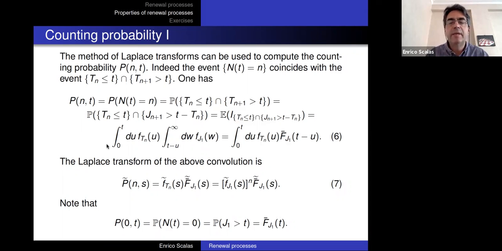Now you remember that the Laplace transform of the convolution is the product of the Laplace transforms. So you take the Laplace transforms here and here, you get this equation. Here you have the Laplace transform of the density of Tn, and here the Laplace transform of the survivor function for J1. And this, we computed before, is the nth power of the Laplace transform of the density of J1. And then you have equation 7, which gives you the Laplace transform of the one-point probability distribution for the counting process.